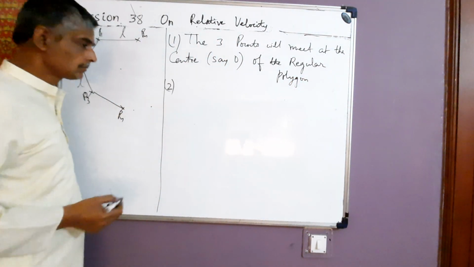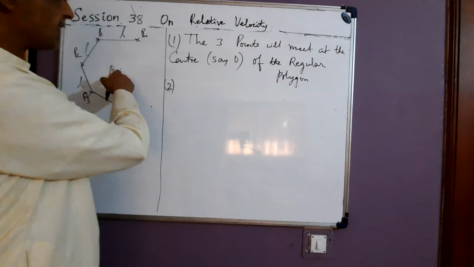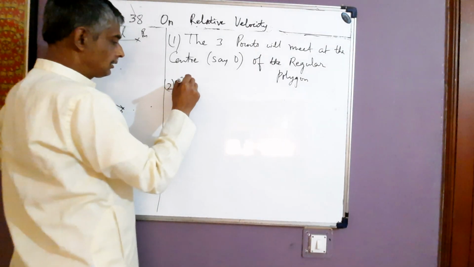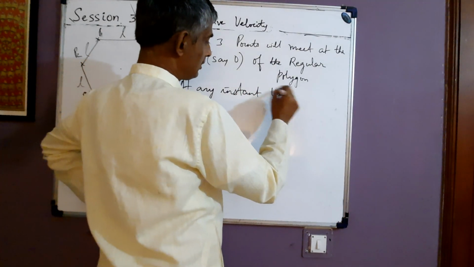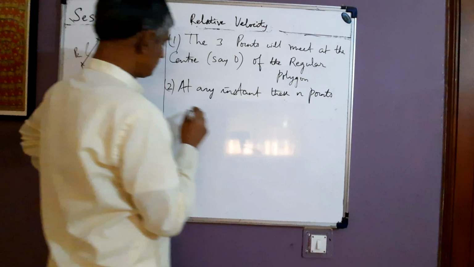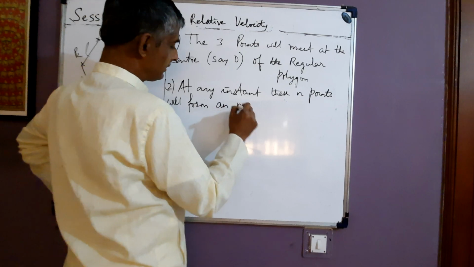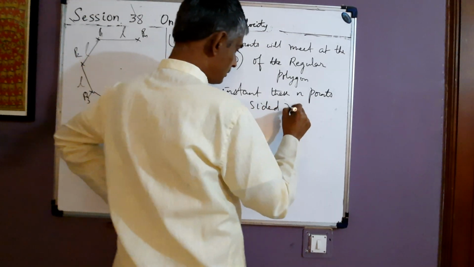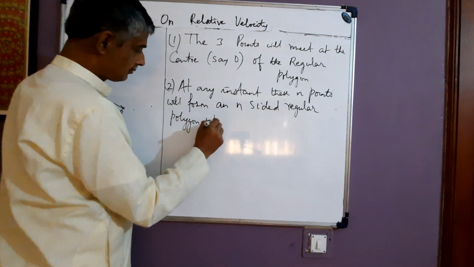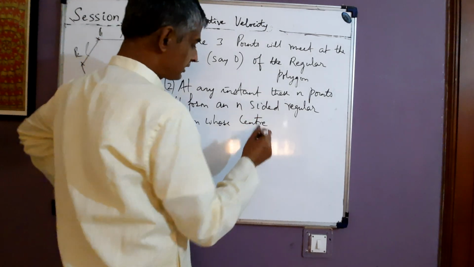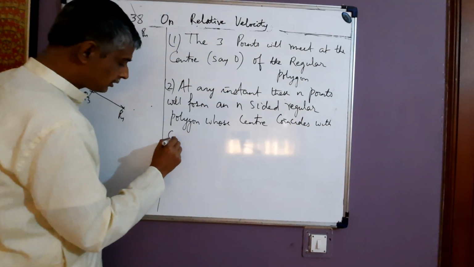And second observation, at any instant of time, these n points will form an n-sided regular polygon whose center coincides with the center O of the original polygon.